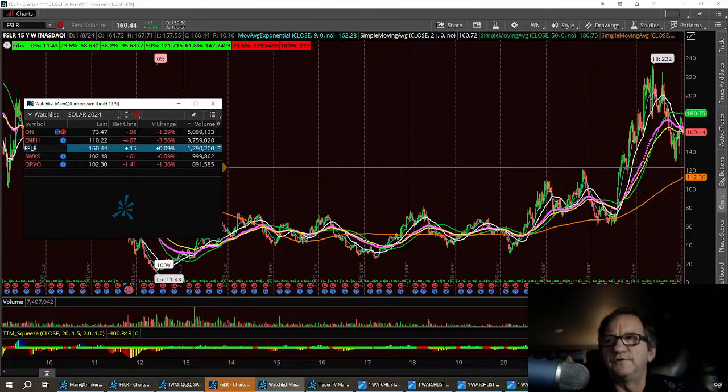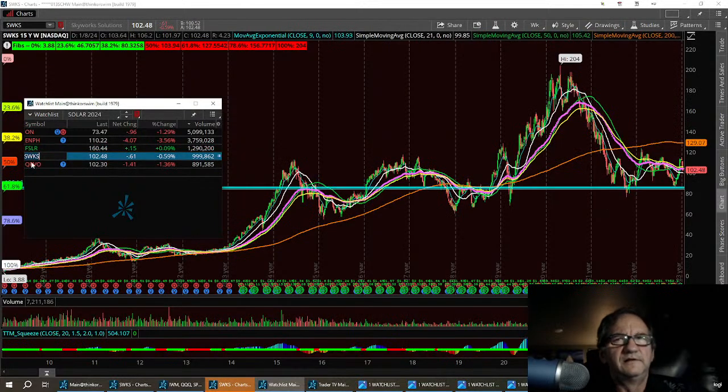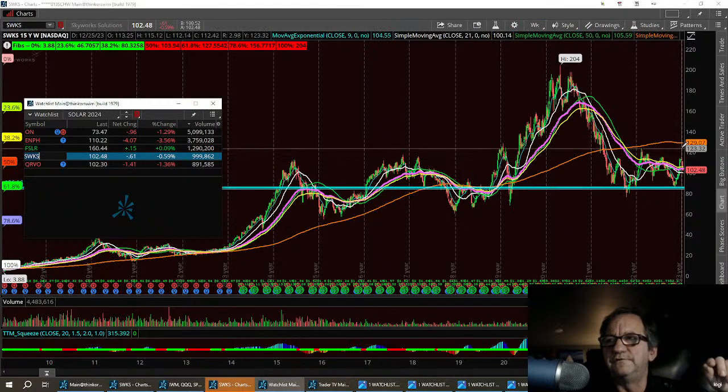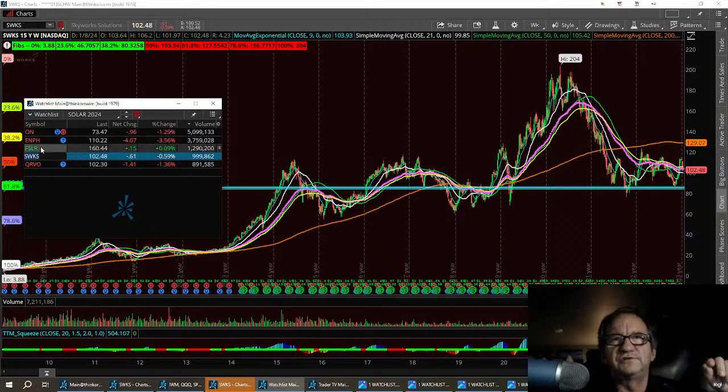FSLR's had a pretty good sell-off. We bounced up a little bit, but you can see the volatility in these stocks. SWKS is at my support level. I've called this out a couple of times off this head and shoulders, and we've had a 1, 2, 3, so it'll come back maybe and eventually break to the 200.